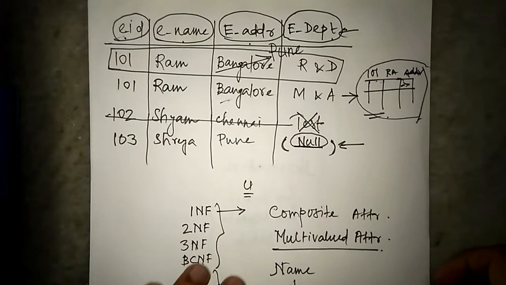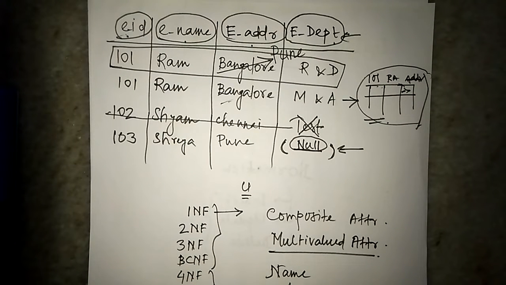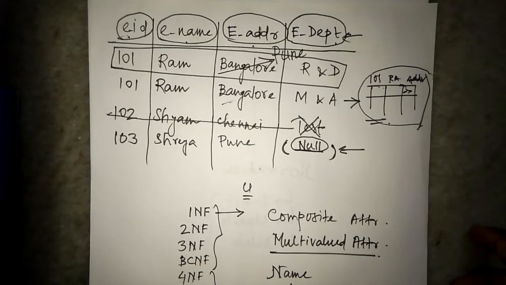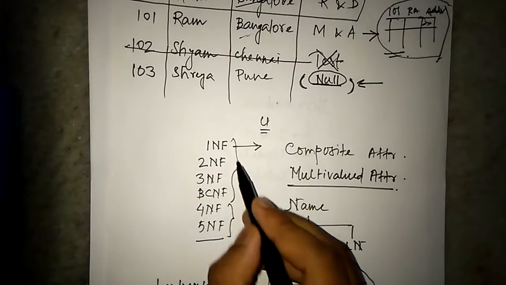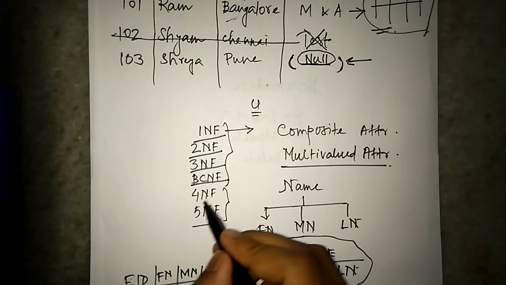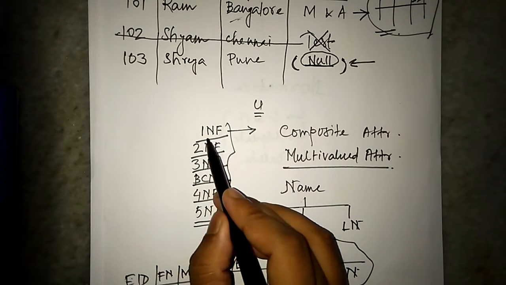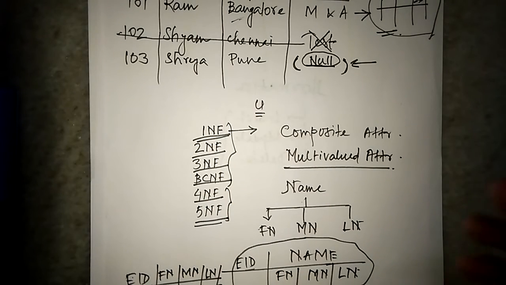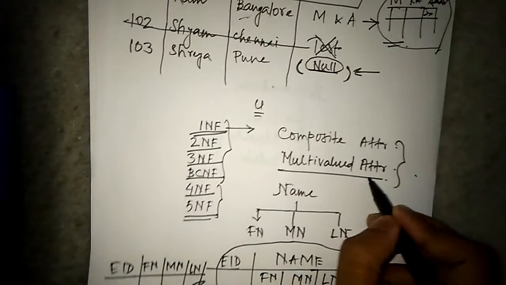So what we discussed in this video is the normalization topic. Normalization is a procedure to divide a big table into small tables to overcome three types of redundancy: insert, delete, and update. There are actually 6 types of normalization: first normalization, second normalization, third normalization, BCNF, that is Boyce-Codd normalization, 4NF, and 5NF. First normalization says that every table should be flat, that is, there should not be any composite attribute or multivalued attribute.